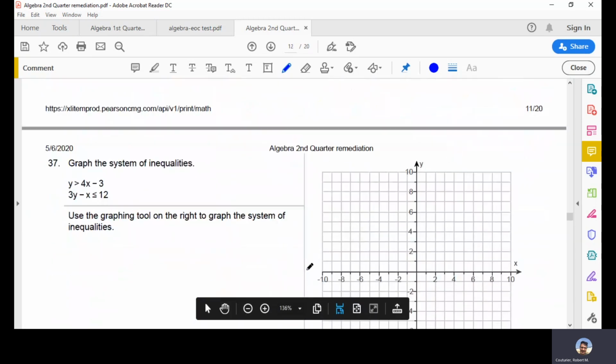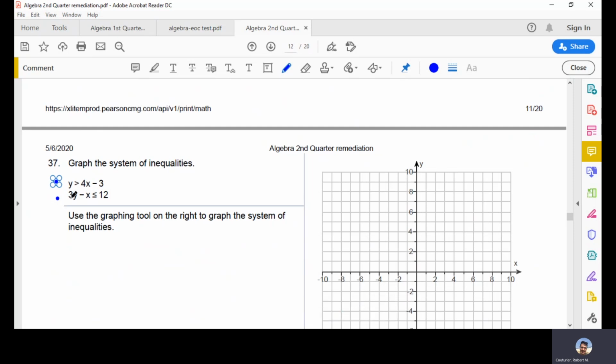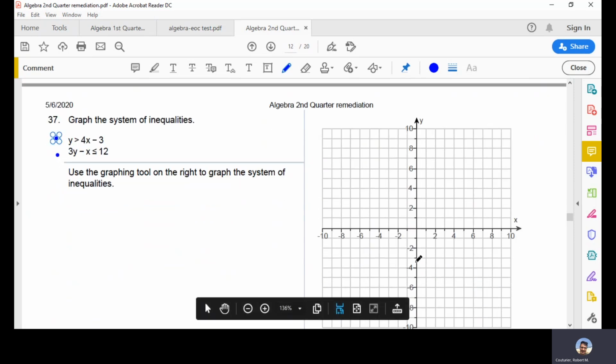Now we have a system, so we have 2 equations that we have to graph. Look, this first one is y equals mx plus b. Yes, I know that there is an inequality symbol in there, but it doesn't change that slope-intercept form. That still means that 4 is the slope and negative 3 is your intercept. So come down here, negative 3, drop your intercept. And then our slope is a positive 4, so that means rise over run, 4 over 1.